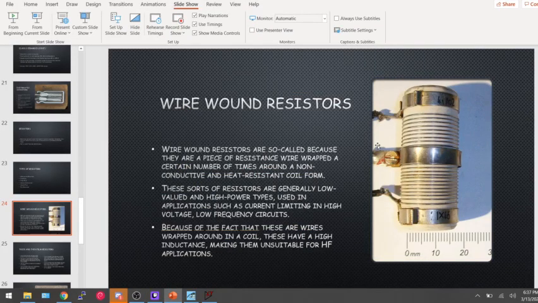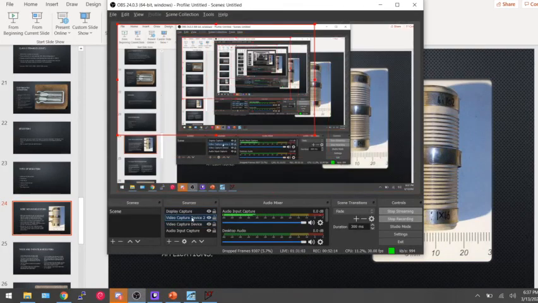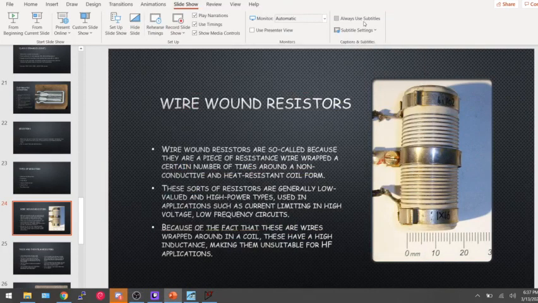So they're used for low frequency applications. Not so many great things about them, except they're easy to make high power resistors, because you can put a lot of power through the wire. But for other types of power resistors, they need to be a higher resistance to handle the heat.